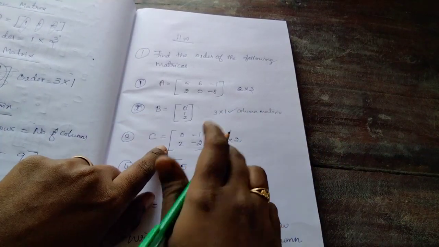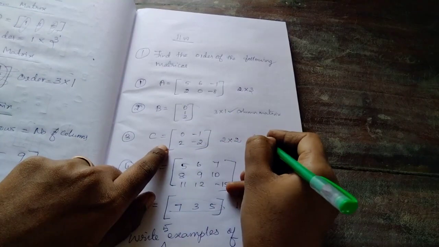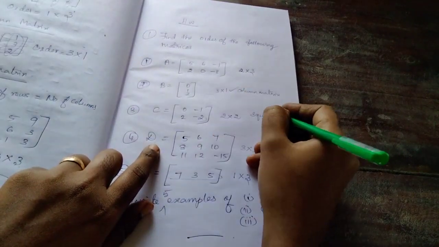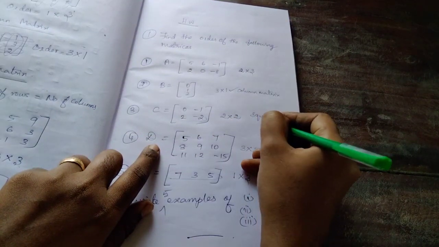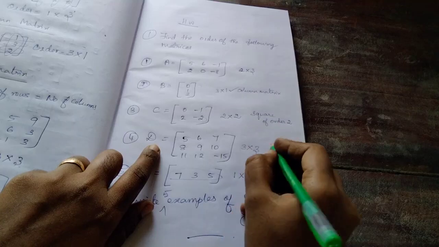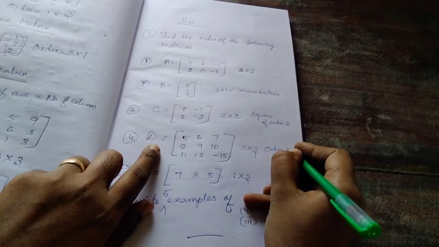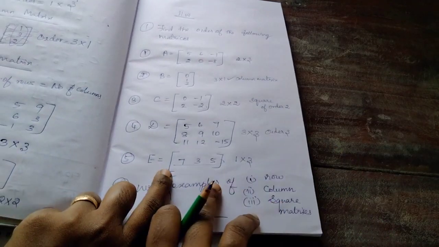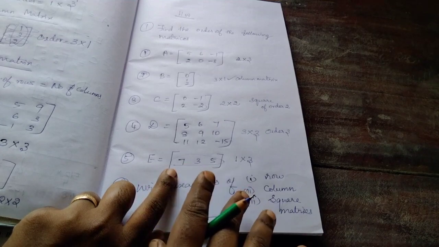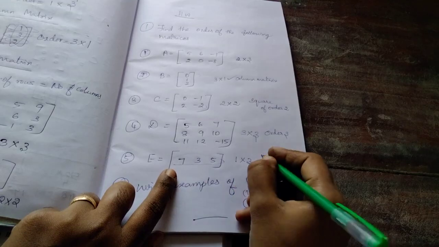And this one is a square matrix because the number of columns and the number of rows are equal. And this is also a square matrix, of order 2. Square matrix of order 2. This is also a square matrix of order 3. This is a row matrix because it has only one row and some more number of columns. So we can consider it a row matrix.